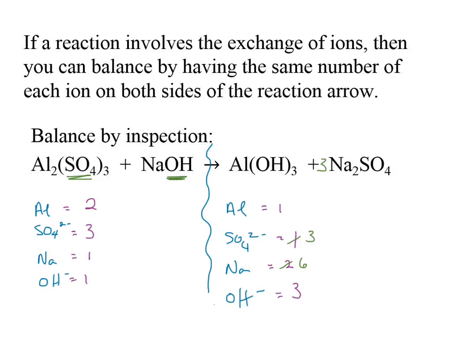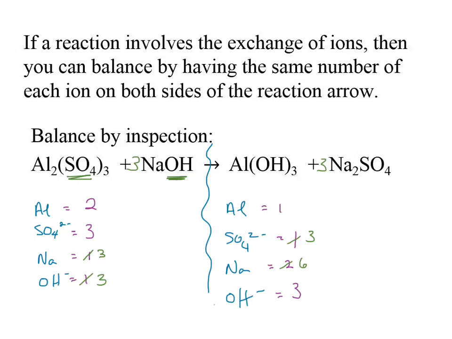Then let's go for the hydroxides, shall we? Okay, so I have 3 over here, and I can get 3 on the reactant side if I put a 3 in front of my NaOH, right? I'll go ahead and do that. Now I need to update my sodiums. So now my sodiums, I've got 3. And update my hydroxides. Now I've got 3 there.